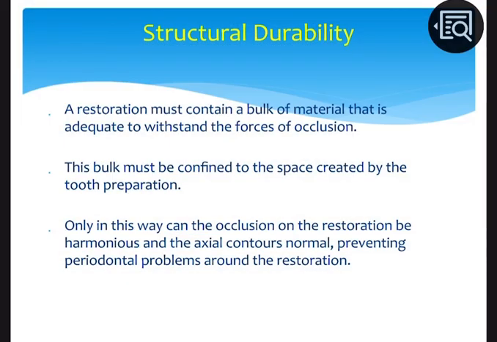So the restoration must contain a bulk of material that is adequate to withstand the forces of occlusion and forces of mastication as well. So this bulk must be confined to the space created by the tooth preparation. Only in this way can the occlusion on the restoration be harmonious and axial contours normal, preventing periodontal problems around the restoration. So in structural durability, we ensure the uniform bulk of the material. Okay, it ensures the structural durability.